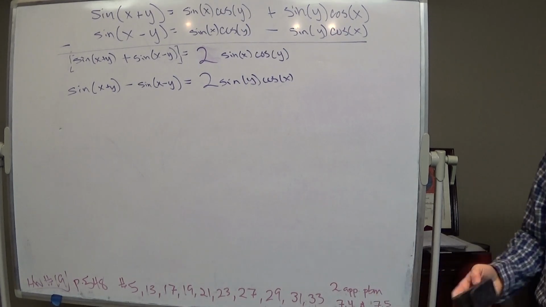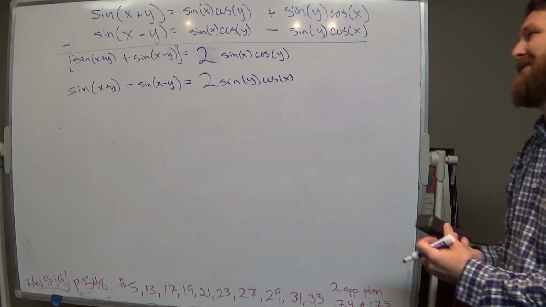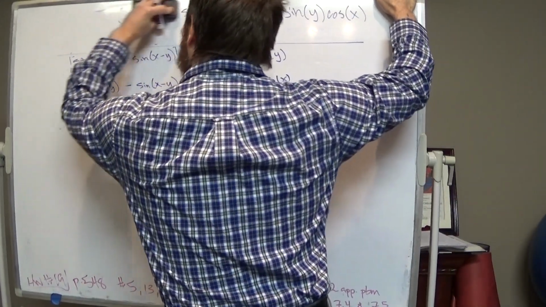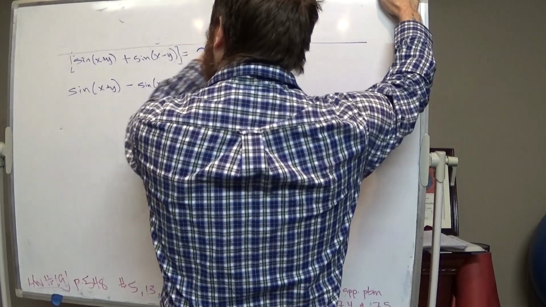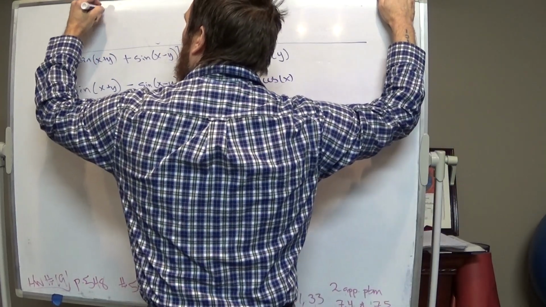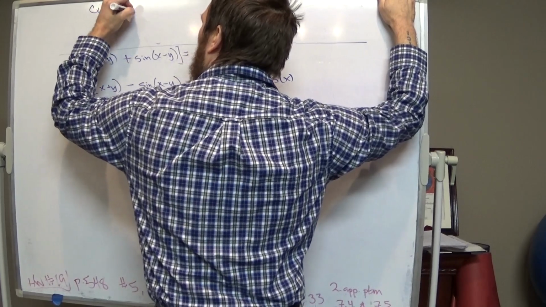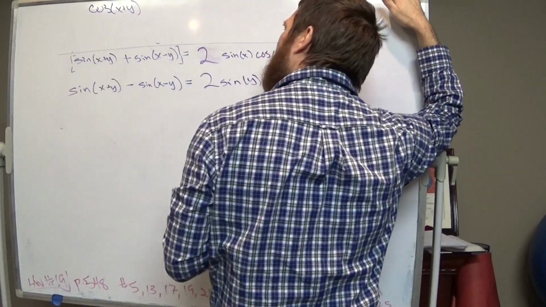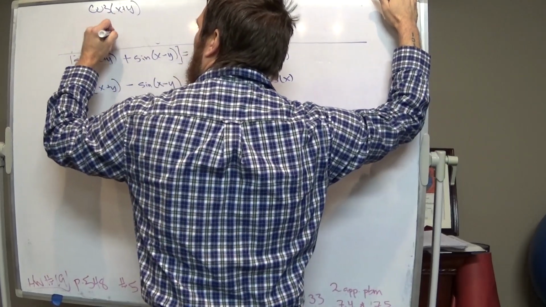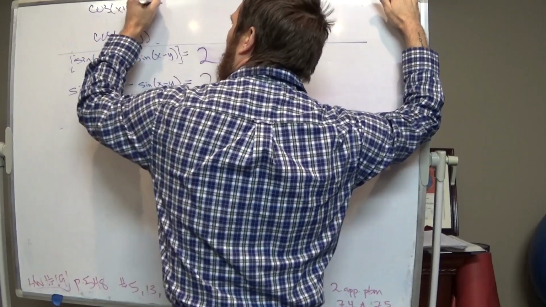Okay, so we did it with sine. Guess what we're going to do next? We're going to do it with cosine. Okay, so I'm going to get rid of these. We're going to do the same trick. We're just going to take the 2 things. We're going to start with cosine of x plus y. So let's do it that way. And then cosine of x minus y.